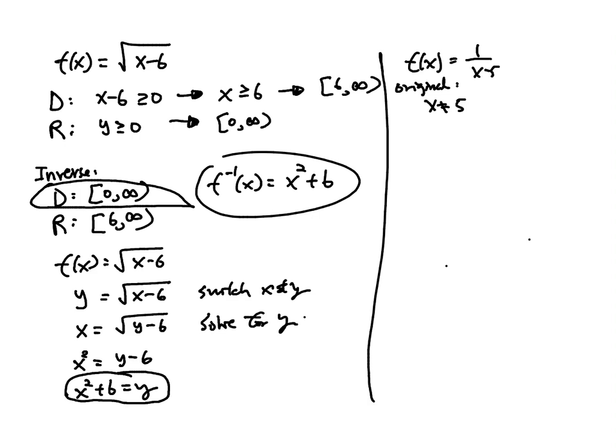Now, what about the range? If you try to graph this, you end up getting a graph that looks like this. 1, 2, 3, 4, 5.